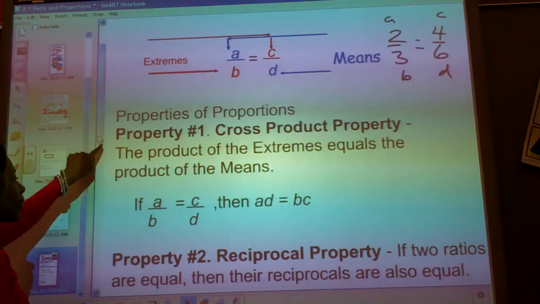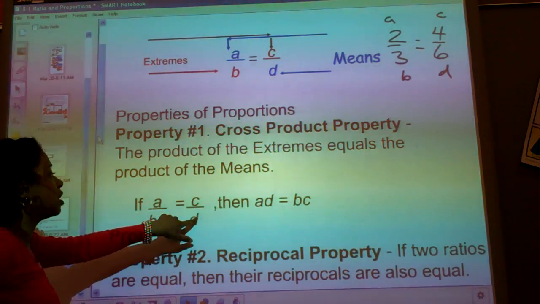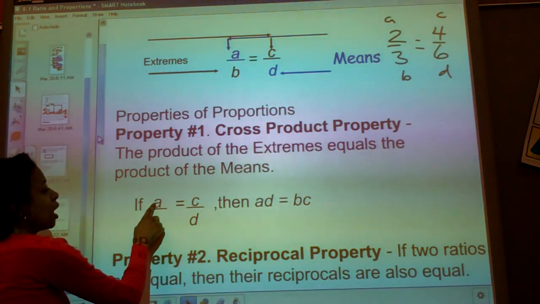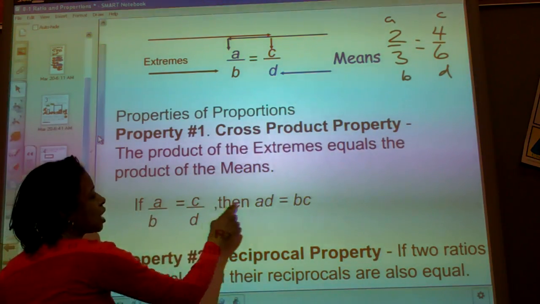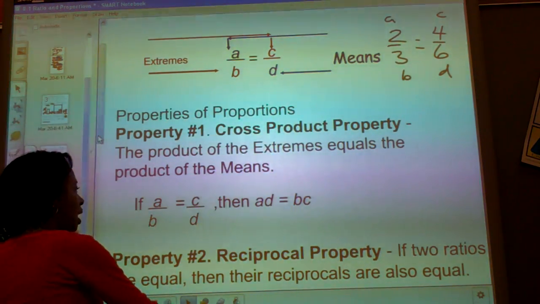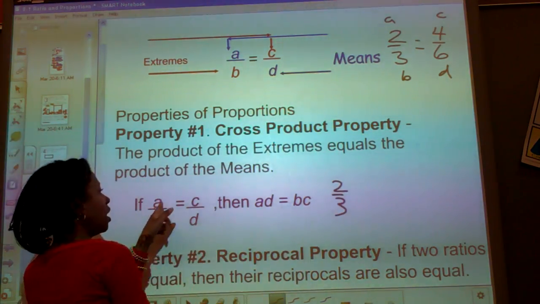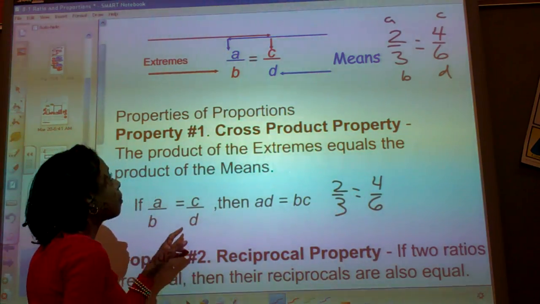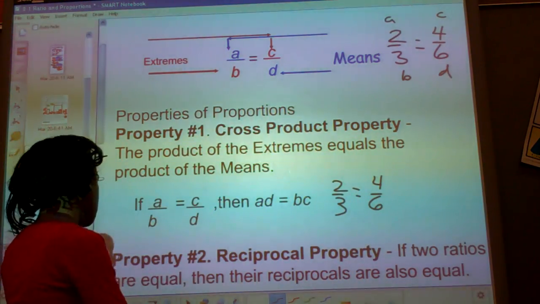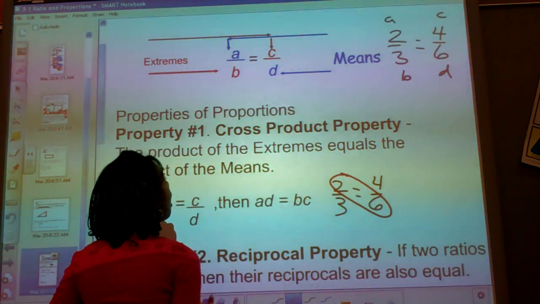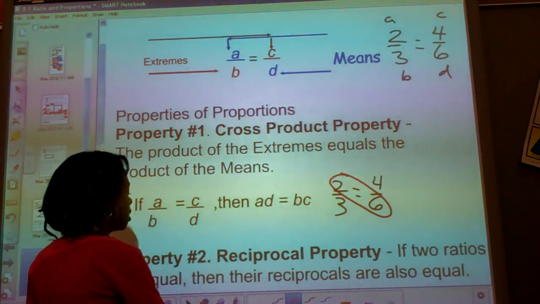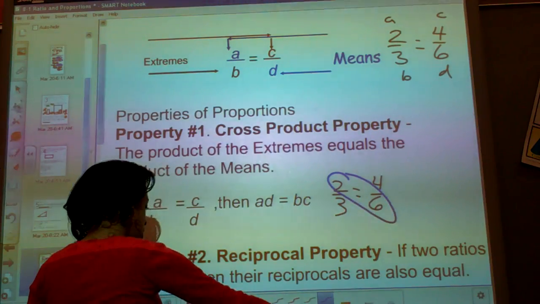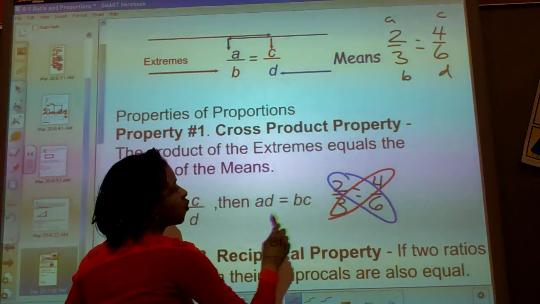So here it is right here. If A over B is equal to C over D, then the product of the extremes means A times D is going to be equal to B times C, which is here. And remember I said that I was writing that as A is 2, B is 3, equals 4 over 6. And remember, I'm doing the extremes times the means. So here I am. I'm going to do my means, and let me do them in the same color here. My means are blue. So 2 times 6, doing my means times my extreme, which is 4 times 3.